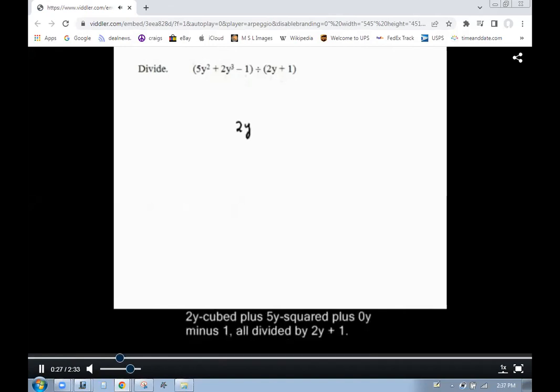In this video, we'll divide 5y squared plus 2y cubed minus 1 by the quantity 2y plus 1. Since the divisor has more than one term, I'll use long division. When I set up the long division, I'm going to write the dividend in descending order and leave space for missing powers of y. We have 2y cubed plus 5y squared plus 0y minus 1, all divided by 2y plus 1.